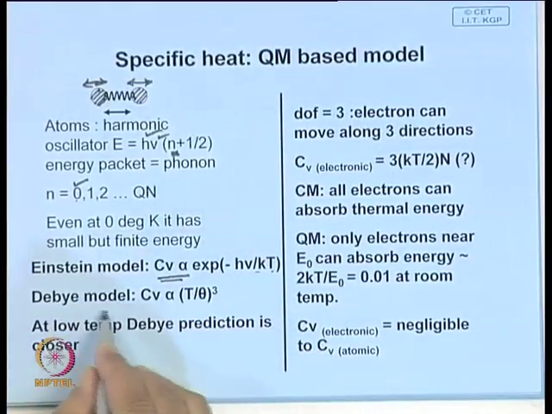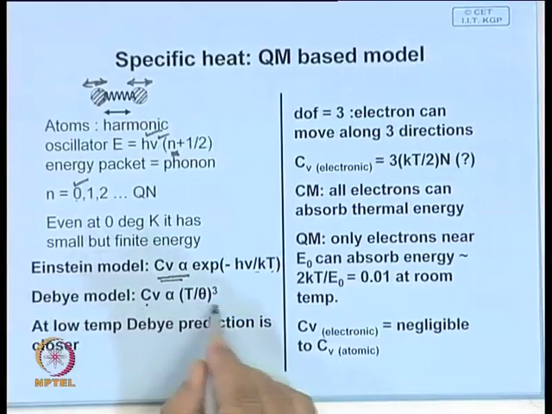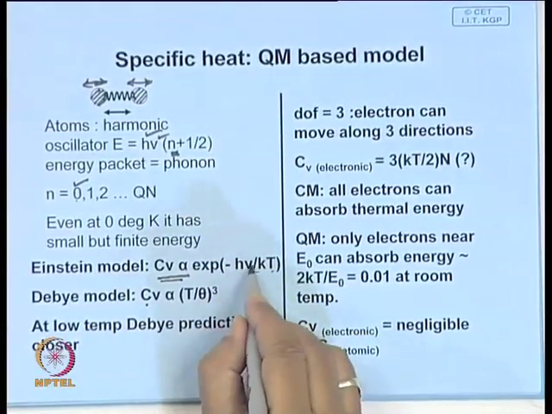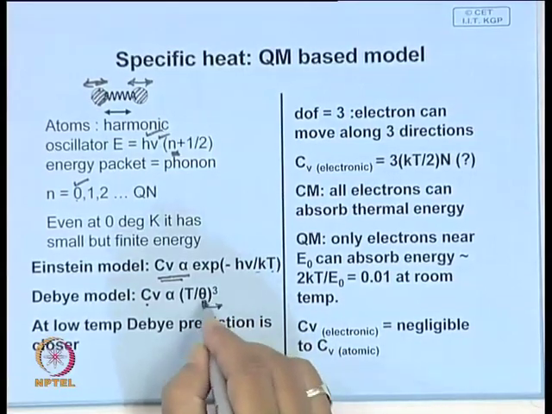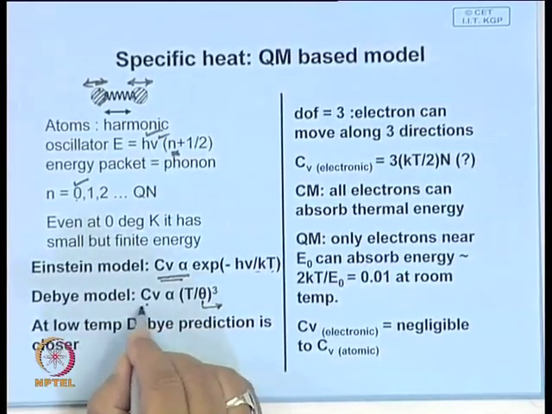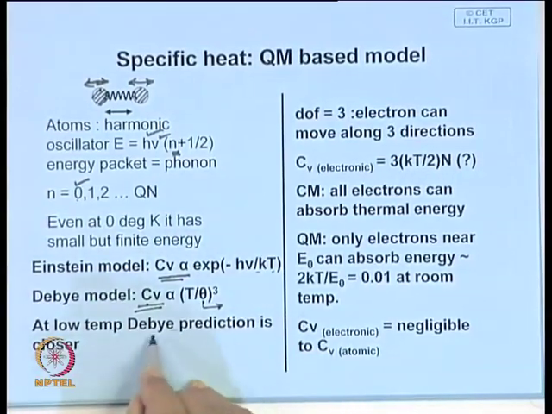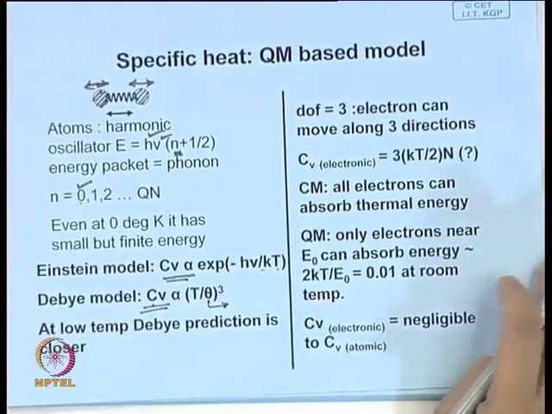Around the same time, a little later, Debye came up with another model which predicted that molar specific heat is proportional to T to the power 3, and he introduced this theta, which is called the Debye characteristic temperature. Above this characteristic temperature, the molar specific heat obtained from classical mechanics and quantum mechanics is the same. And at low temperature, the Debye prediction is closer to the experimentally determined values. And this, I think we went through.